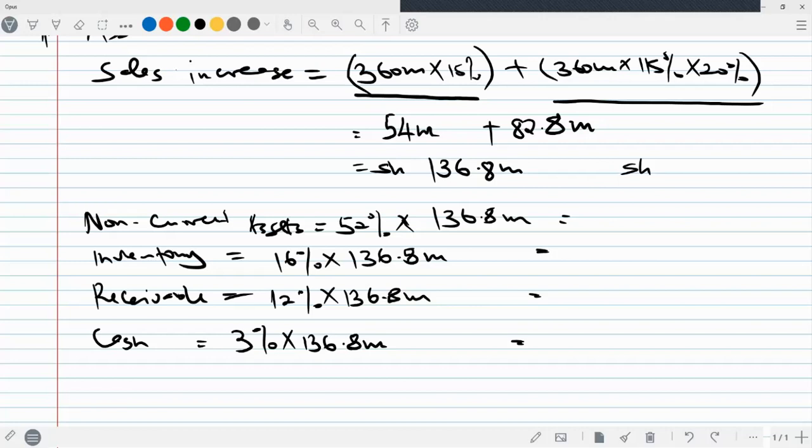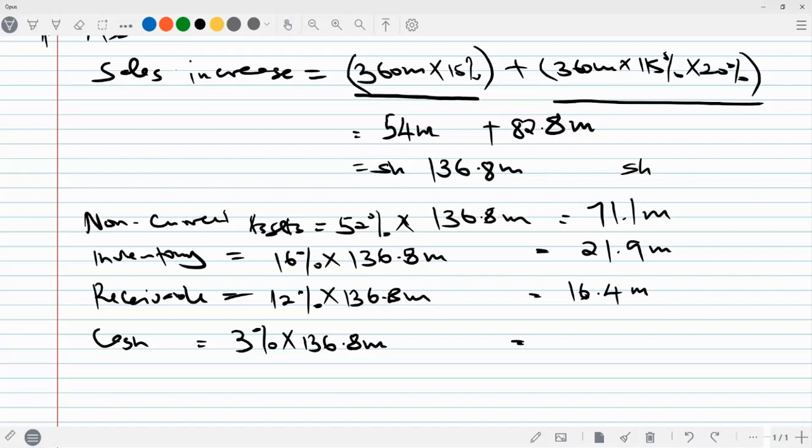71.1, 21.9, 16.4, 4.1. They have been rounded off. Okay, just give me the exact figures so that we have the balance sheet balancing.